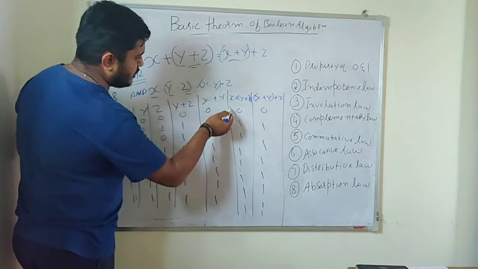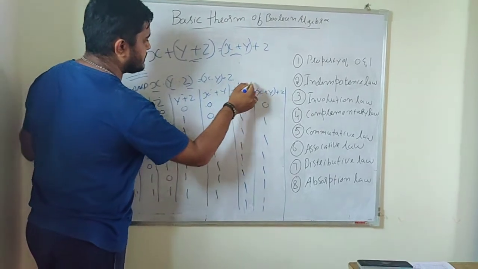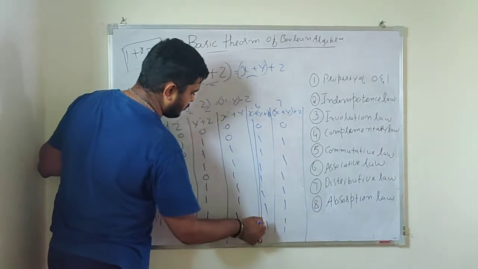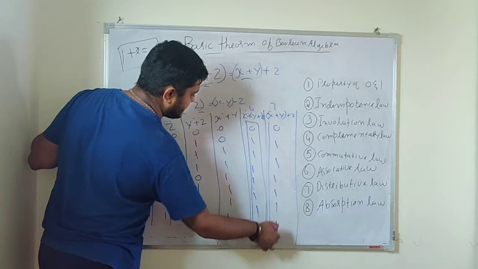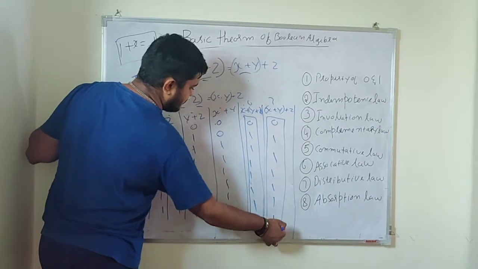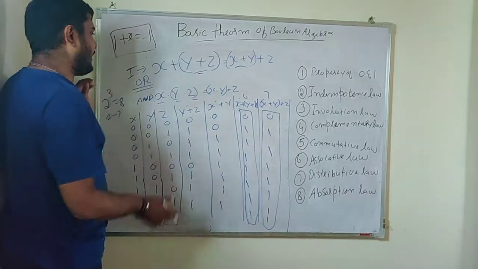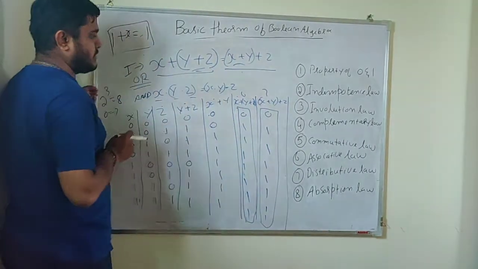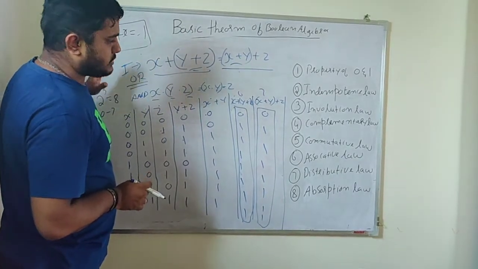So check your columns 1, 2, 3, 4, 5, 6. Your 6th and 7th columns are the same. If it is like this, then we say this satisfies the associative law. So anywhere you get the equation, you can interchange it with this variable or that variable. This is the associative law theorem.